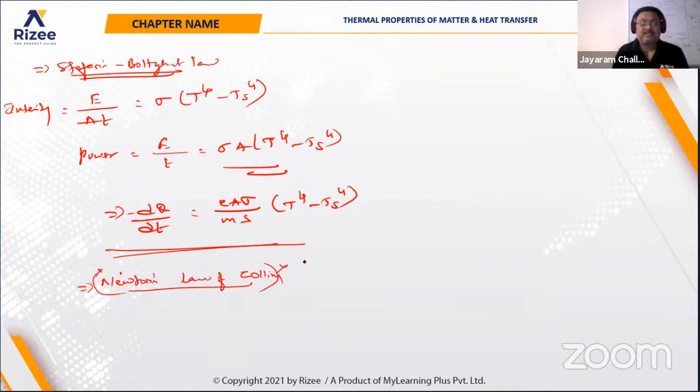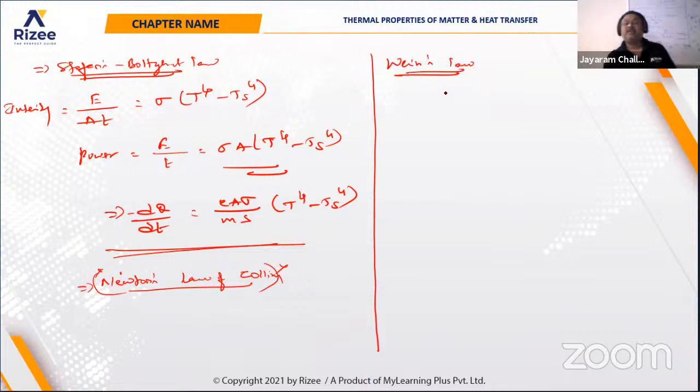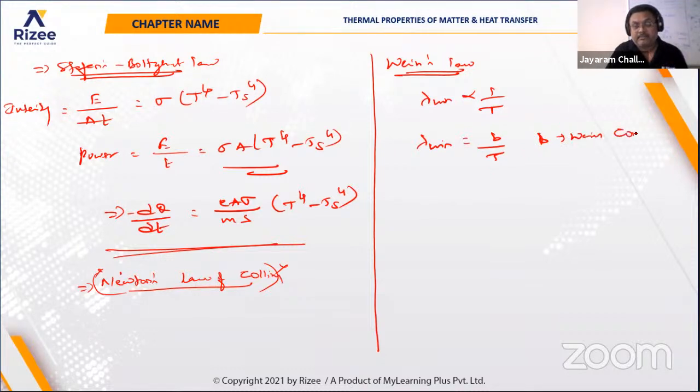Now, there is another law for radiation which is also very important. That is Wien's law. According to Wien's law, what is the relation? The wavelength of maximum emission of any object is inversely proportional to the temperature, with proportionality constant B, so lambda is equal to B by T, where B is called Wien's constant. B is 2.8 into 10 to the power of minus 3. So these are your different cases till now.